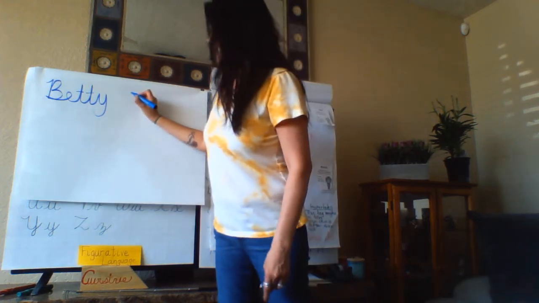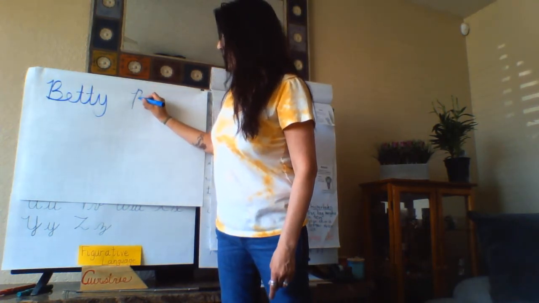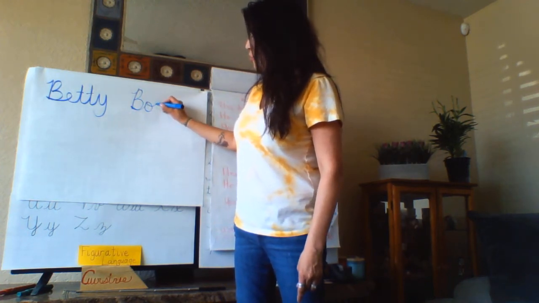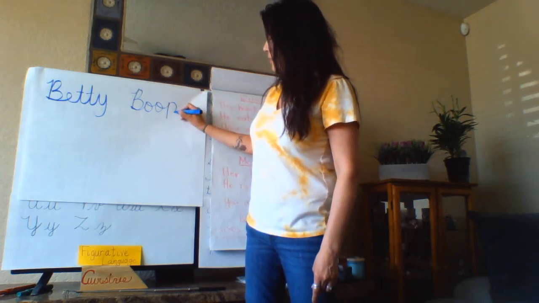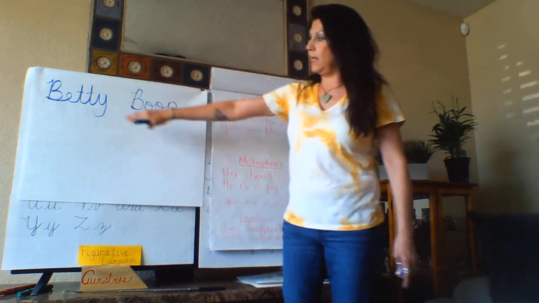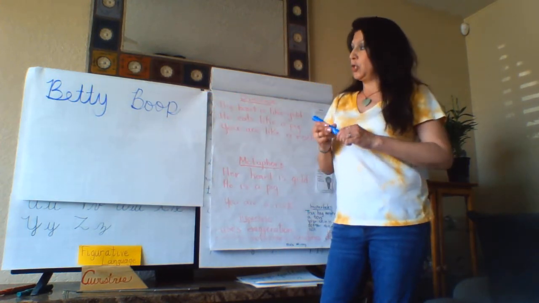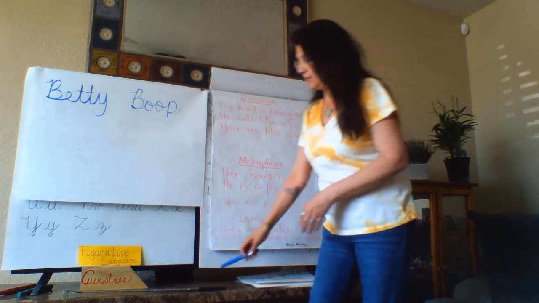All right, I'm going to go ahead and write her last name. Uppercase B, retrace the B, short letter O, short letter O, and then a letter that can swim, and then out. And the name is Betty Boop. So remember to make sure it's a nice flow when you're writing your name, first name and last name.